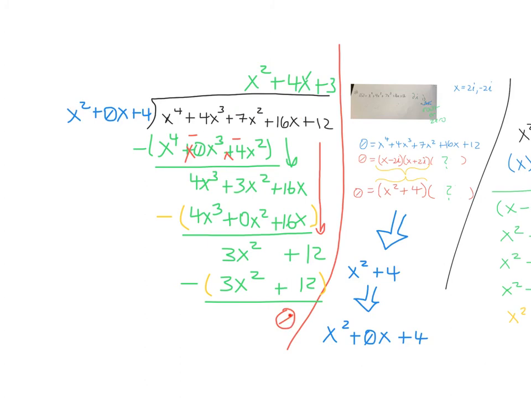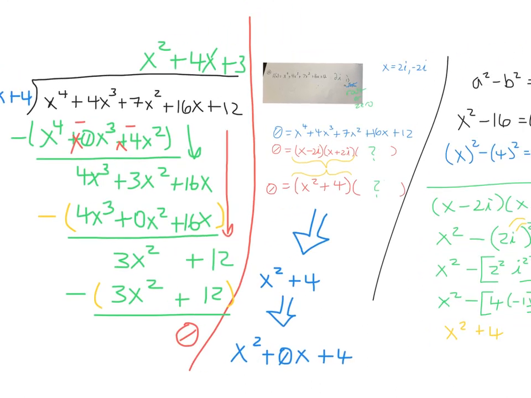All right? So we found our green question mark. We took this blue thing, we divided it by this, and we found our green question mark. The green question mark turns out to be x squared plus 4x plus 3. So I'm going to go ahead and represent that over here.